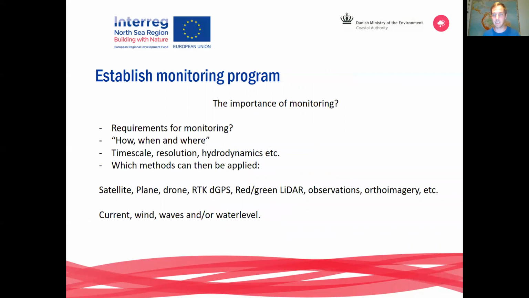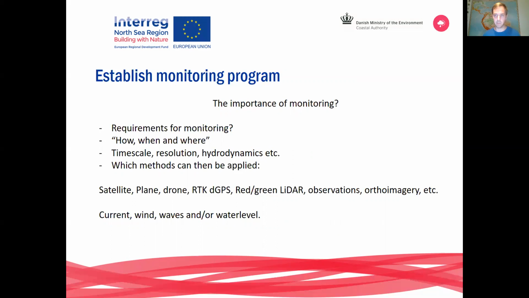And why is this even necessary? This is naturally because if we don't monitor and if we don't follow the development of the Building with Nature methods or the nourishments, it's impossible to say whether or not they have actually increased the safety, or even if they've achieved the objectives that we set out.